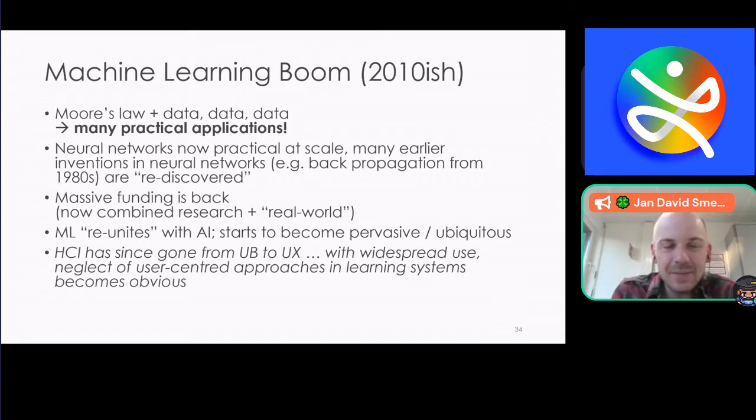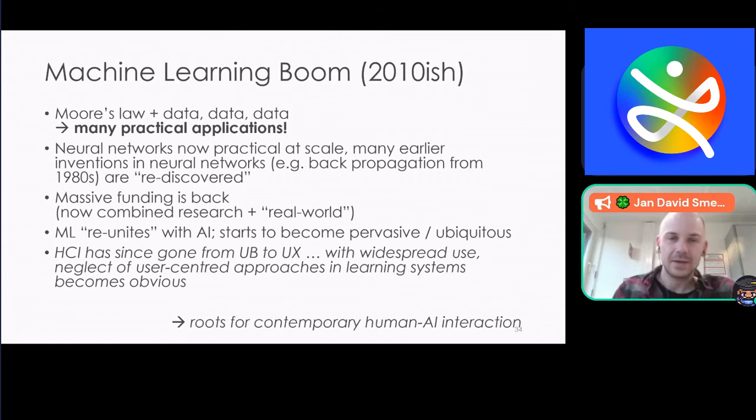And at the same time, human-computer interaction has moved from an early focus on making systems efficient and easy to use to user experience, right? Focusing on what it does to people. How does it feel to use systems? And with the sudden ubiquity of machine learning and AI systems and their widespread use, this little bit of a neglect, for understandable reasons, earlier on of user-centered aspects became quite obvious, with some of the examples already hinted to, and we'll cover that a little bit more later on as well.